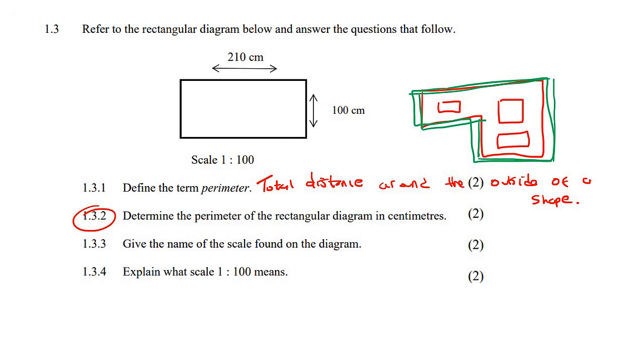This question says, determine the perimeter of the rectangular diagram in centimeters. Okay, so everything is measured in centimeters already. So this is also going to be 210 centimeters, and this is going to be 100 centimeters. So you're just going to add those four numbers together. So you're going to say 210 plus 100 plus 210 plus 100. If we do this correctly, we should get 620 centimeters.